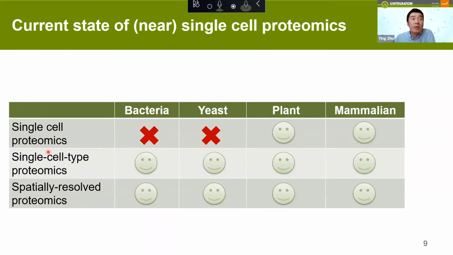if you look at the table here, I would like to say that currently we cannot do bacteria and yeast, but we can do plant and mammalian for single cell proteomics. For single cell type proteomics or spatially resolved proteomics, you can do all of them.